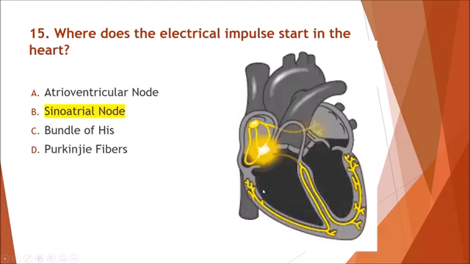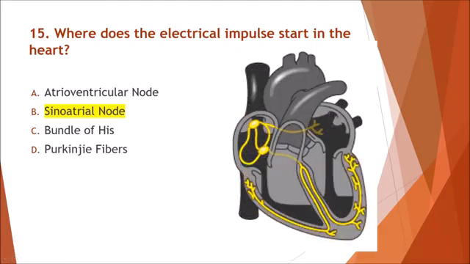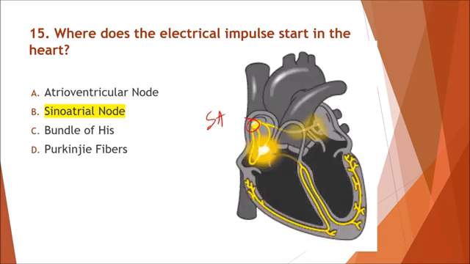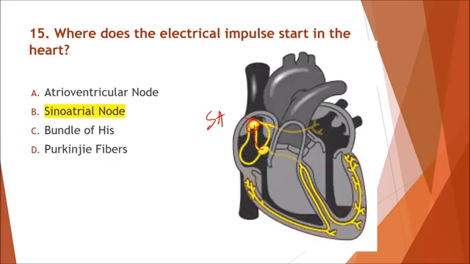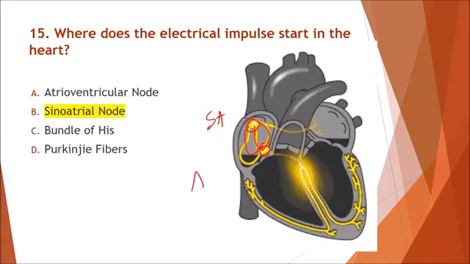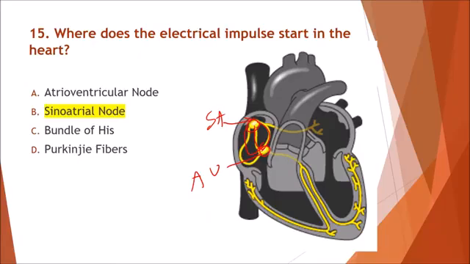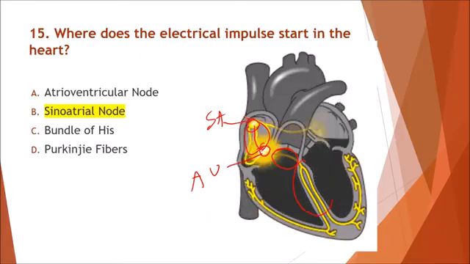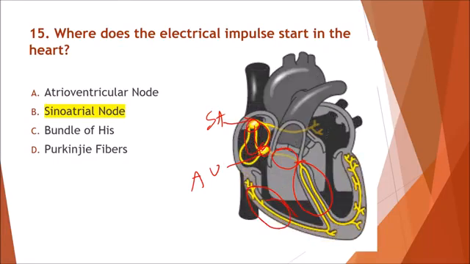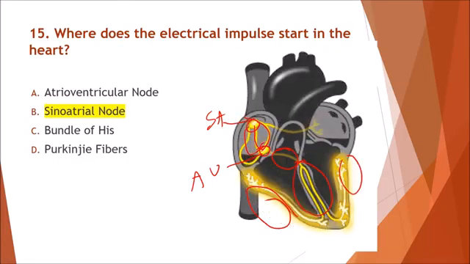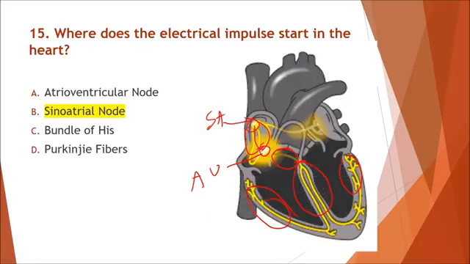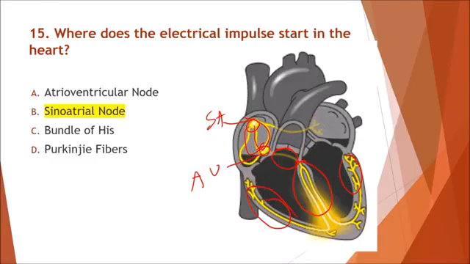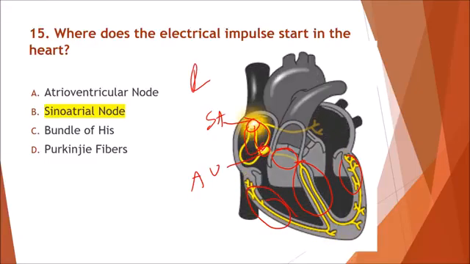Right, and so the answer in this one is the sinoatrial node, the SA node. Now remember, the electrical activity of the heart is always going to start in the SA node, right? The SA node is going to send a signal down to the AV node, which is this one. And then from there, we're going to have the bundle of His, the left and right bundle branches, and then the Purkinje fibers. You don't really need to know the bundle of His, the bundle branches, or the Purkinje fibers. Just make sure you know the SA node and the AV node, and that both of them are located in the right atrium.